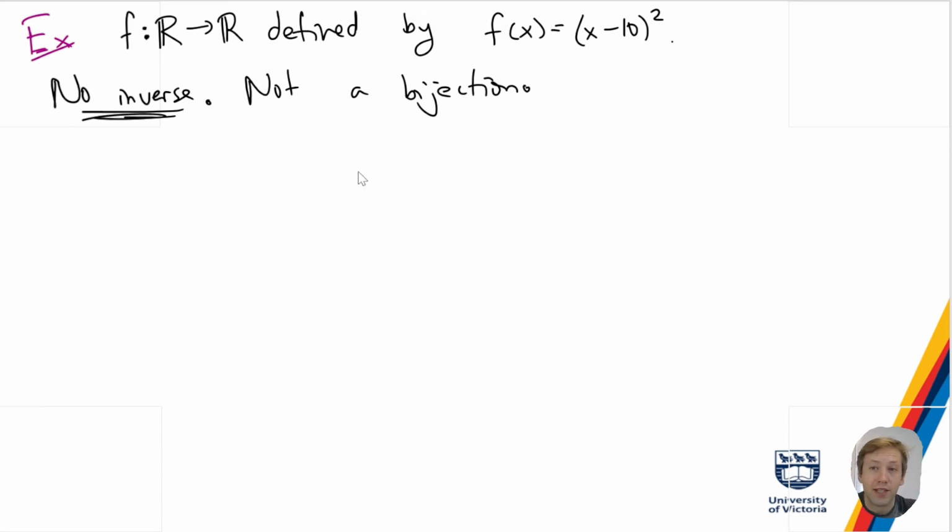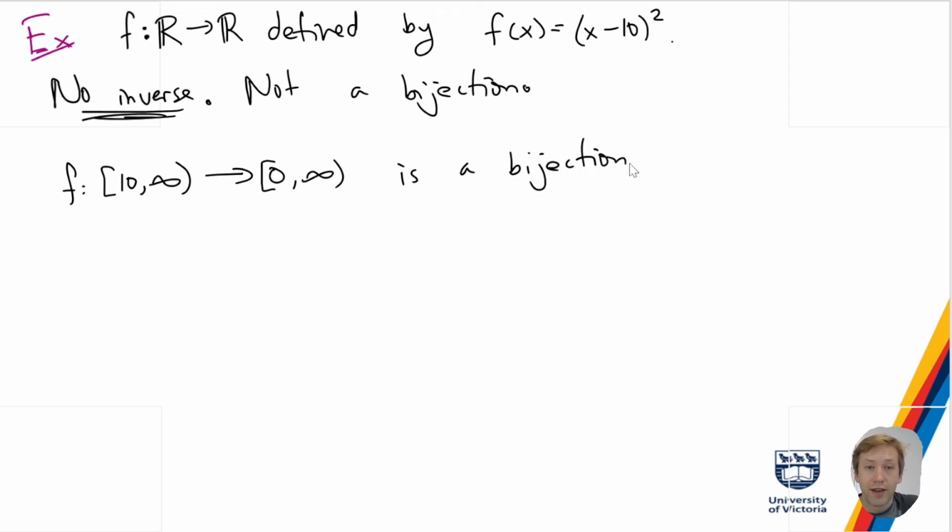But suppose I was considering this to be a function from the interval 10 to infinity, mapping to 0 to infinity. Then this is a bijection. If you were to check, you'd be able to prove that this is a bijection, similar to how we proved some other function was a bijection in the previous video. So this is a bijection in this case, and we can define its inverse.